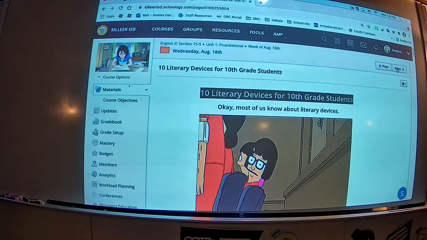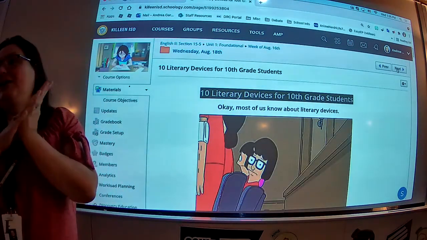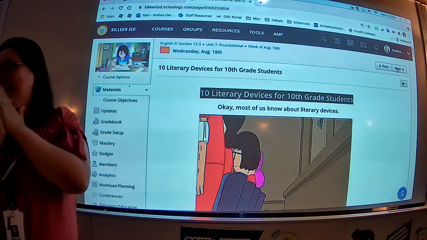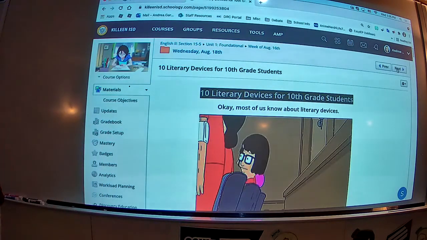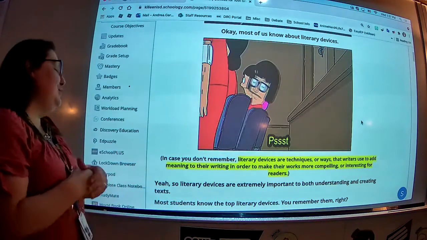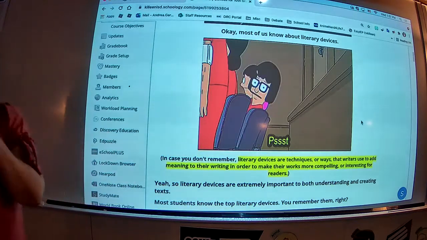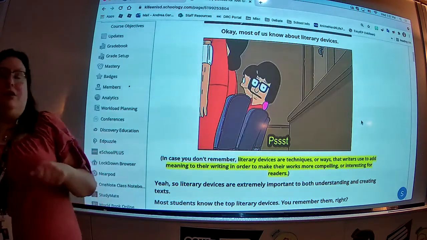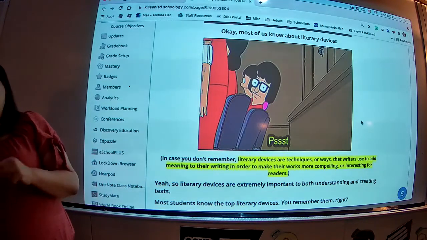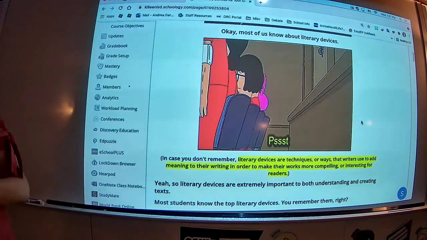All right, so 10 literary devices for 10th grade students. Most of us should know what literary devices are, right? Yes? What are they? Okay, that's okay. I'm going to help you. See, I'm so nice. Literary devices are techniques or ways writers use to add meaning to their writing in order to make their works more compelling or interesting to readers. Because it wouldn't be very interesting to read something like, I went to the store, I saw my brother, he had a hat on, right? You'd be like, make it more interesting. So literary devices are what we use.